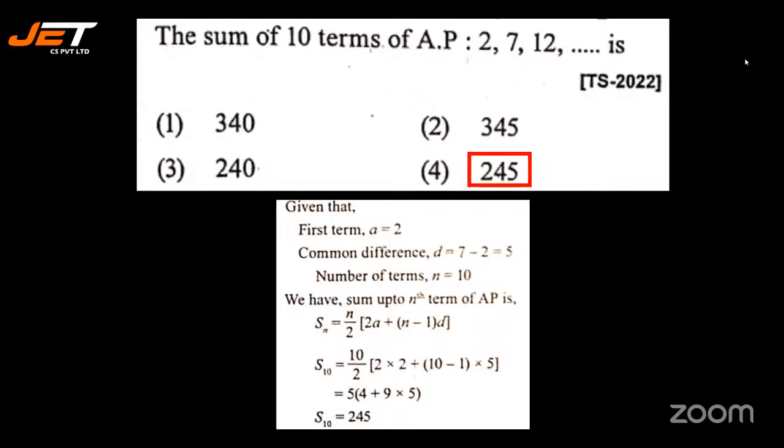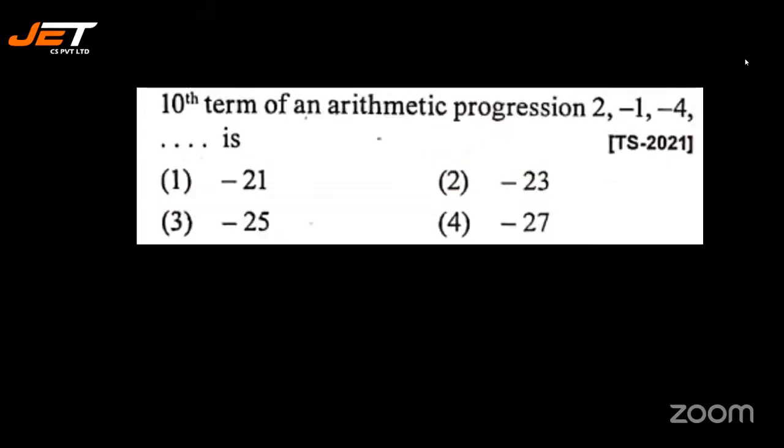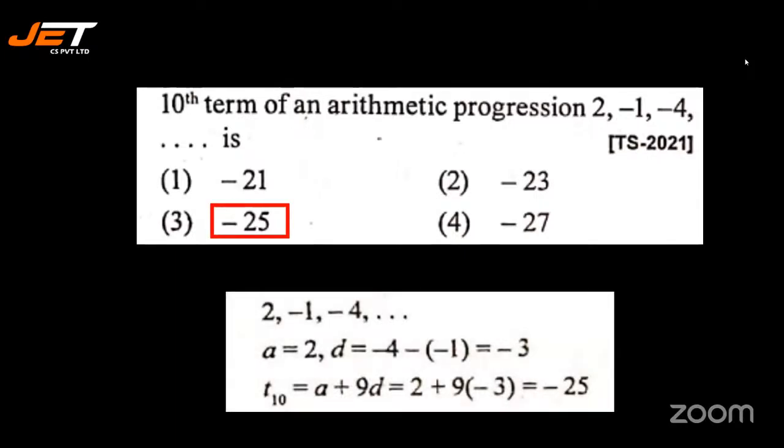The mere application of formula. The 10th term of the AP 2, minus 1, minus 4, and so on is what? How? a is 2, d is minus 1 minus 2, which is minus 3. So T10 is a plus n minus 1 into d. So 2 plus 9 into minus 3, which is minus 25. So this is again another formula substitution.